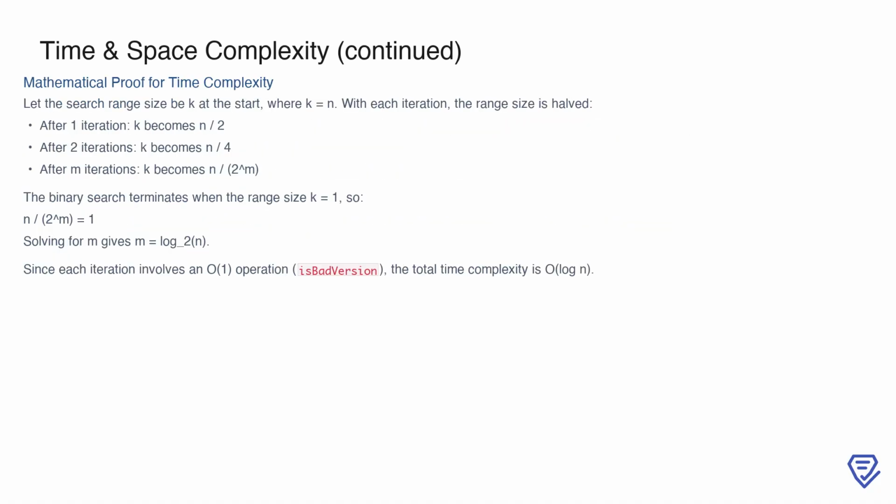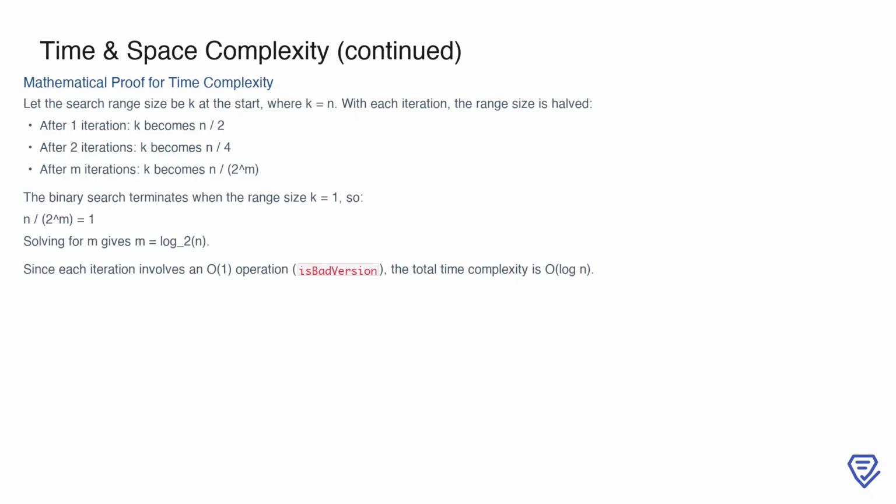To mathematically prove the time complexity of O(log n), let's analyze how the binary search reduces the search range. At the start, the range size is k, where k equals n. After the first iteration, the range is halved, becoming n divided by 2. After the second iteration, it's halved again, becoming n divided by 4. After m iterations, the range size is n divided by 2 to the power of m. The binary search stops when the range size is reduced to 1, which gives us the equation n divided by 2 to the power of m equals 1. Solving for m, we find that m equals log base 2 of n.